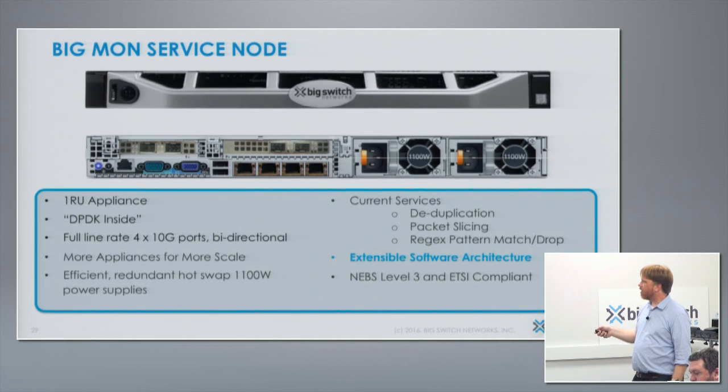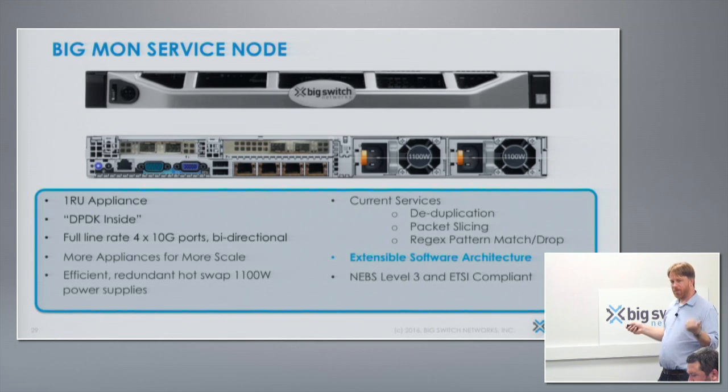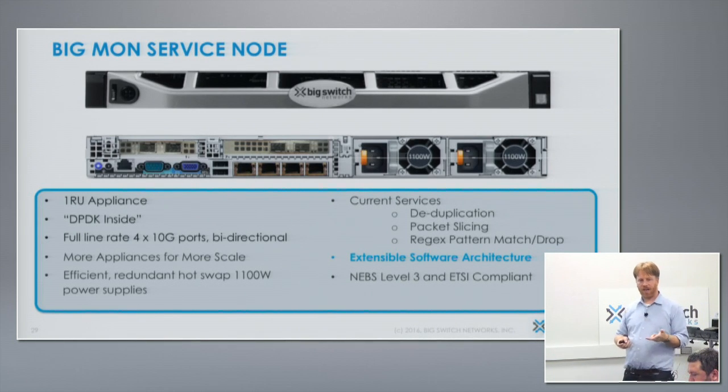So imagine you've got a 1RU server. It's got 4 10 gig NICs on it. And then we can dump that traffic that's been filtered through the network through this box and do additional kind of higher end features. What do we do? Currently, we've implemented packet deduplication, packet slicing, and a regex style match.